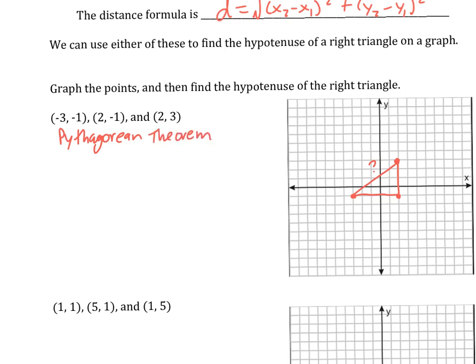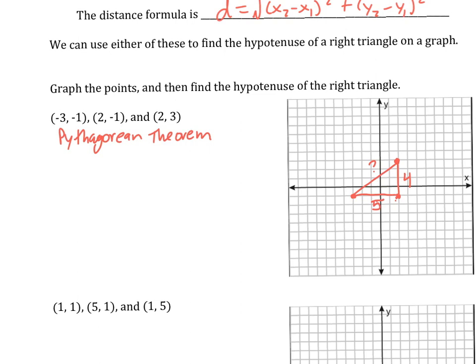We can use the Pythagorean theorem here because we can count how long each side is, right? So this bottom side here is 1, 2, 3, 4, 5. That's 5. You want to count the full boxes or the full spaces that it travels. And then this one here we have 1, 2, 3, 4. So both of our legs are 5 and 4.